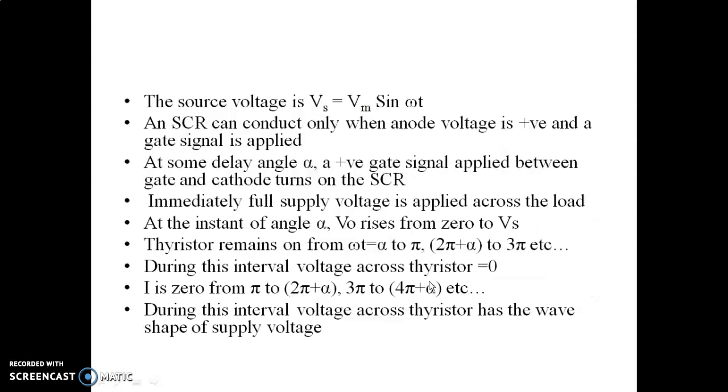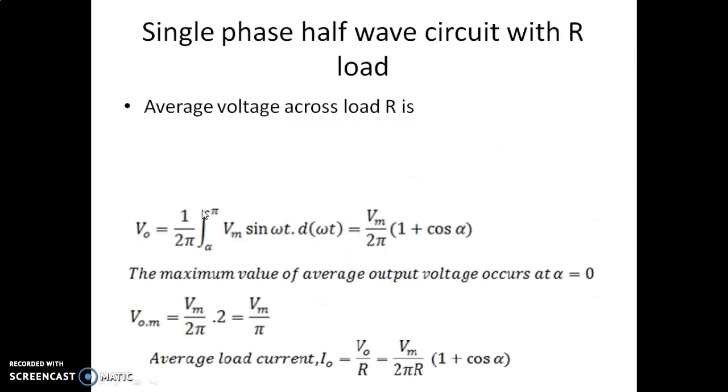So we are taking the base as 2 pi. You can see that it is 1 by 2 pi integral of the voltage Vm sin omega t in the interval alpha to pi, so alpha to pi Vm sin omega t d omega t. That can be derived as, I'll show.